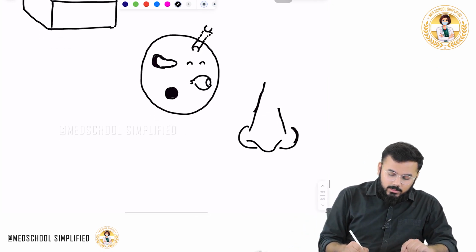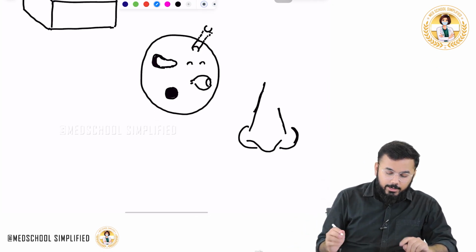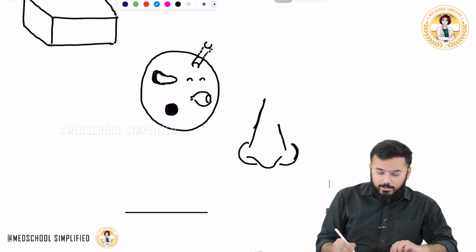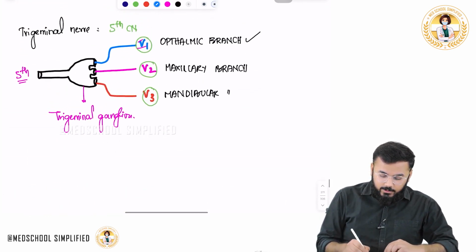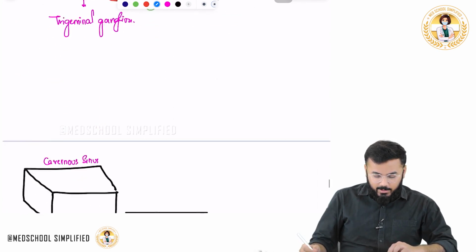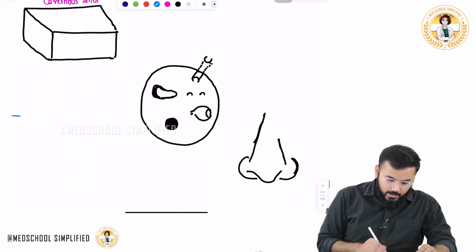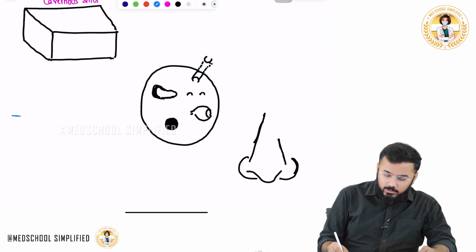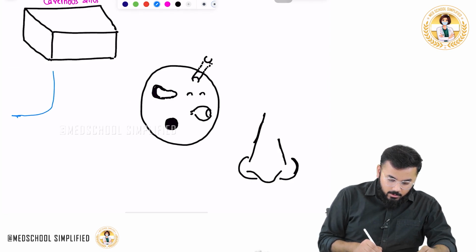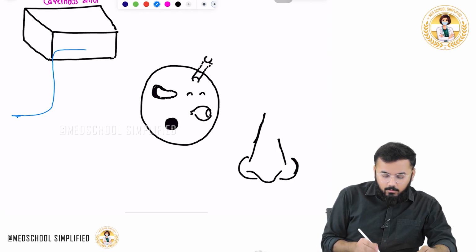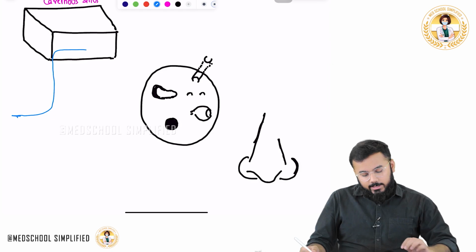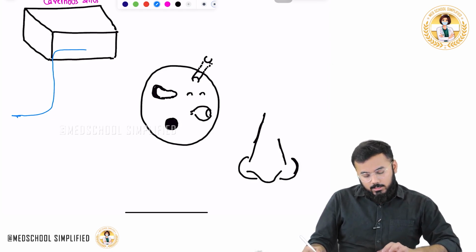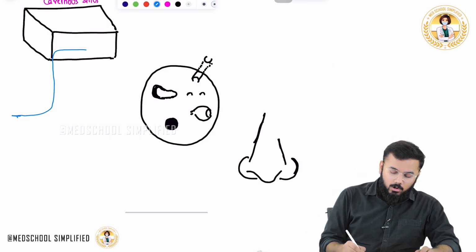Now let us draw these branches over here. As I have already told you, the first branch V1 is called the ophthalmic nerve, right? So this is the ophthalmic branch. This ophthalmic branch comes all the way like this and it is passing along the lateral wall. You see, the ophthalmic branch is coming all the way and it is passing along the lateral wall of the cavernous sinus. The reason why I have drawn this cavernous sinus in the form of a box is to tell you that this is the lateral wall.